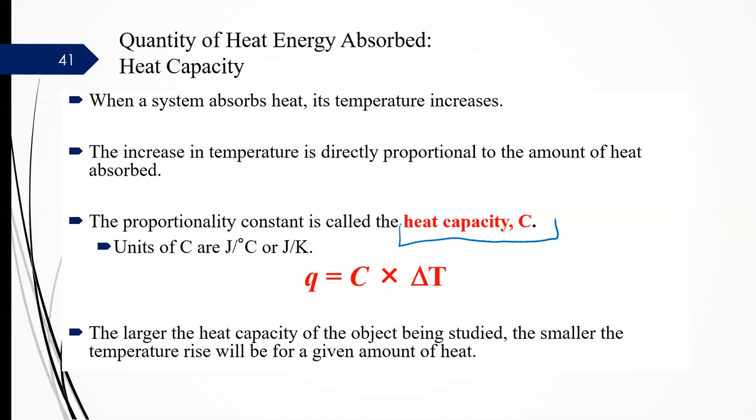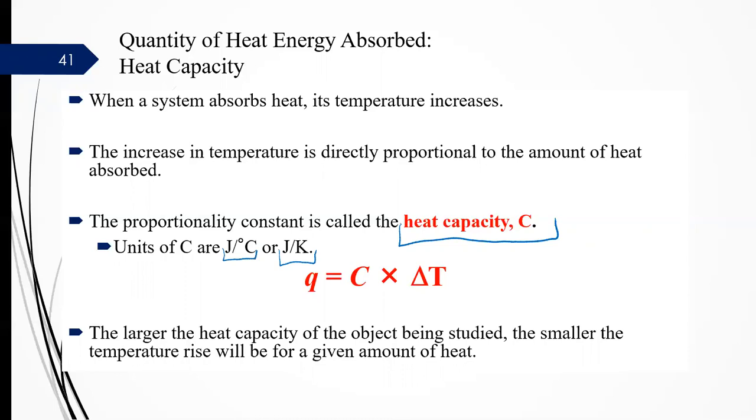Now, heat capacity depends a lot on that object, the material it's made of, and also how much of that material. So the units for heat capacity are joules per degree Celsius or joules per Kelvin. So it's the energy it takes for it to go up 1 degree Celsius or the energy it takes for it to go up 1 Kelvin.